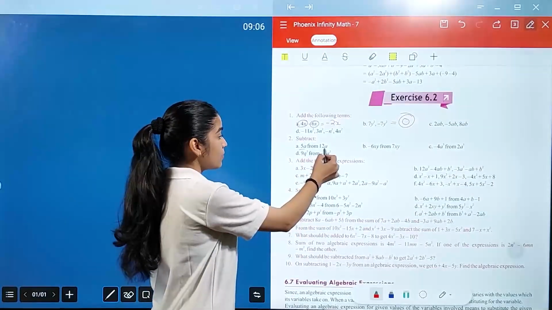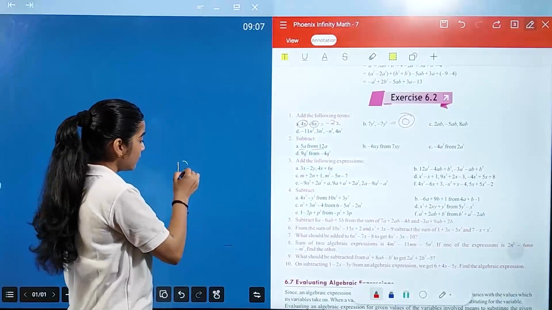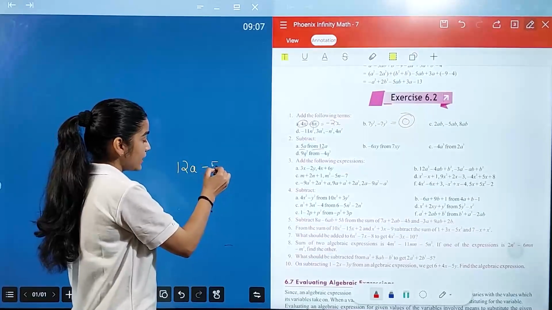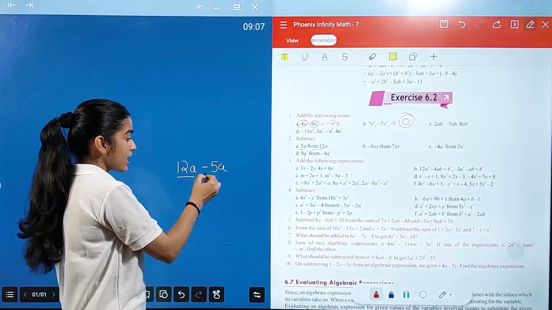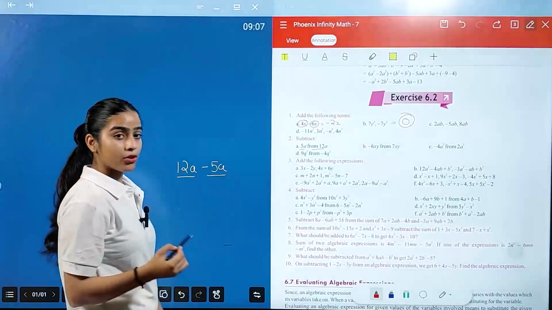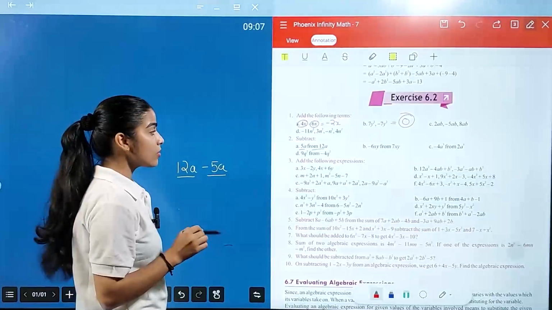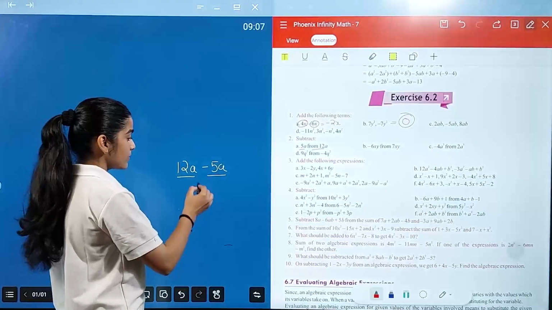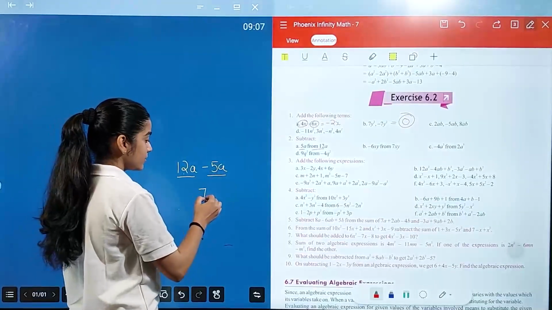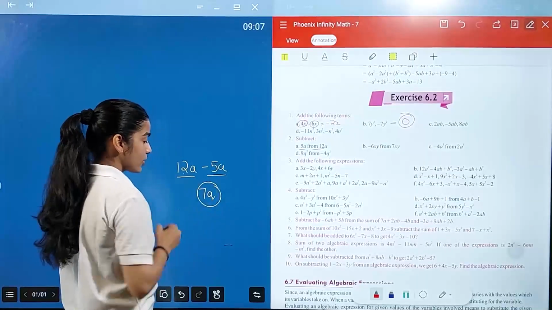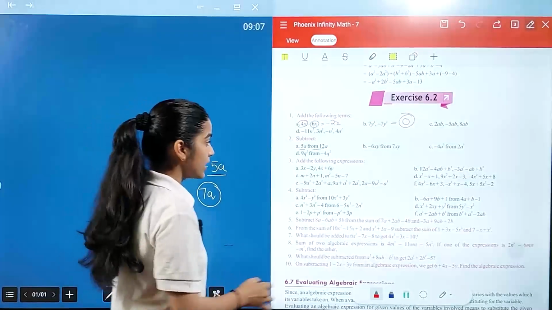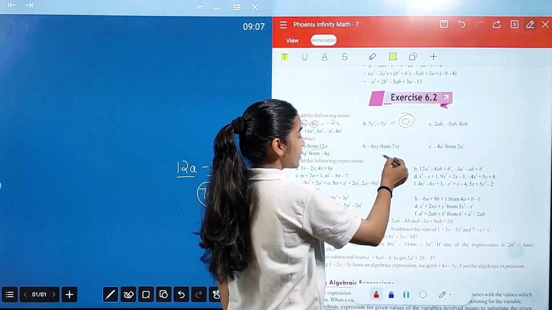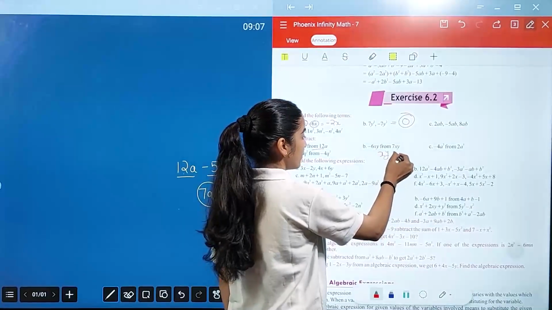Now 5a from 12a. So it means you have 12a minus 5a. It means you have 12 chocolates and your brother has taken 5 chocolates from that. So how many are left with you? 12 minus 5 is 7. So 7a. Okay. So in the same way you have to solve it. Now minus 6xy and 7xy. So only xy is left.